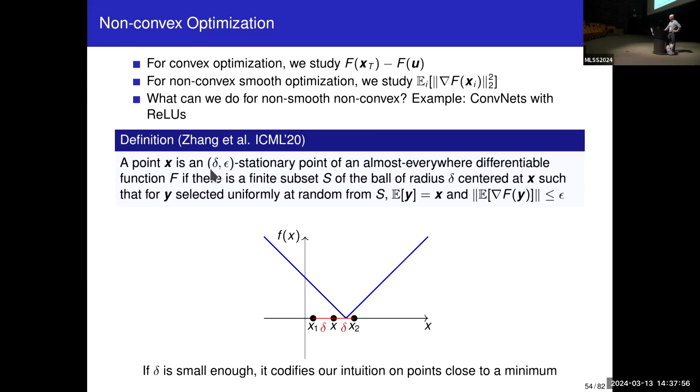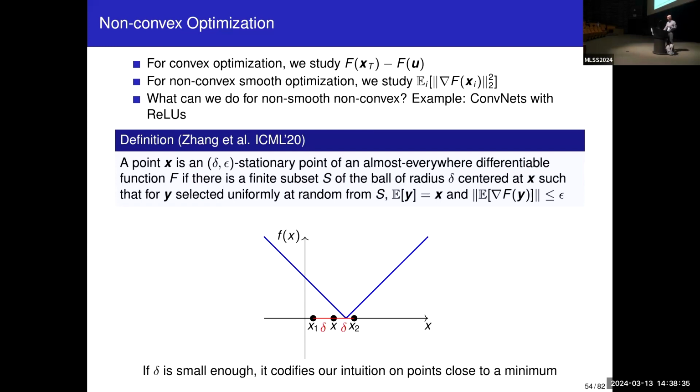So they defined the notion of a (delta, epsilon)-stationary point of an almost differentiable function, where the following happens. Okay, so this is your function. You return a point x, and you would like to say, sure, the gradient is not 0, but basically I am very, very close to the right point. How do I convey this information? I have to guarantee that around x, there is a distribution of points such that when I take the average gradient with respect to this distribution, the average gradient is small.